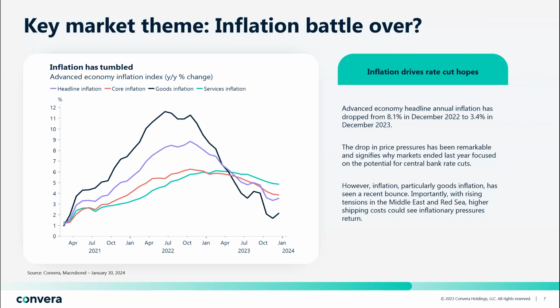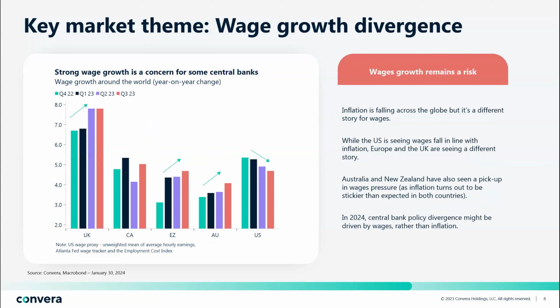And then finally, of course, the stubbornly high services inflation is another risk on the radar, and this is particularly the case for the UK, where the falling of services inflation is lagging other advanced economies. One reason for this in the UK, with services inflation being sticky, and elsewhere really, is elevated wage growth. And that leads us on to our next theme, which is this wage growth divergence.